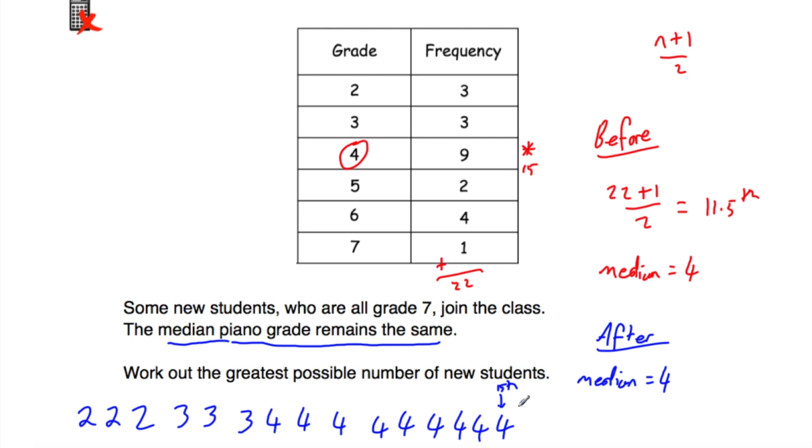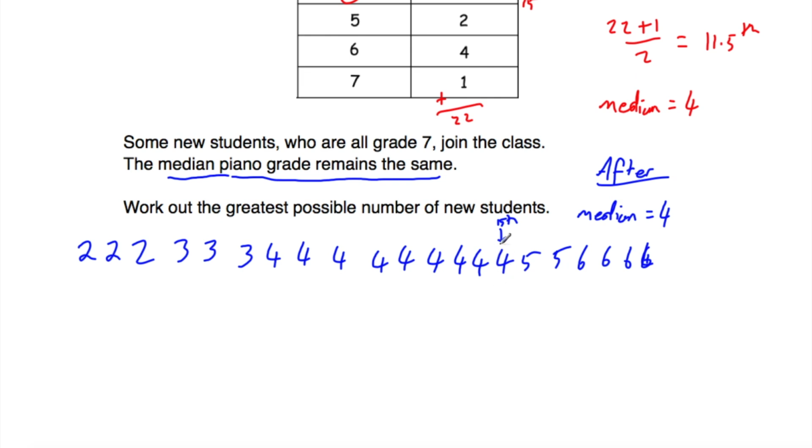So this person here, whenever these other people join, let's put the rest of the people in the class. We've got a 5, a 5, a 6, a 6, a 6, and a 6, a 6, and then loads of 7s. We don't know how many yet. But this person is the last person that could be the median before the median grade would change to being 4.5. And then if more people join, to being 5, and so on.